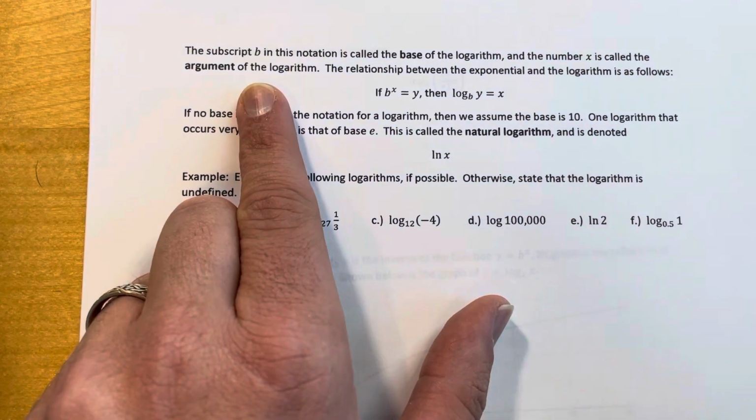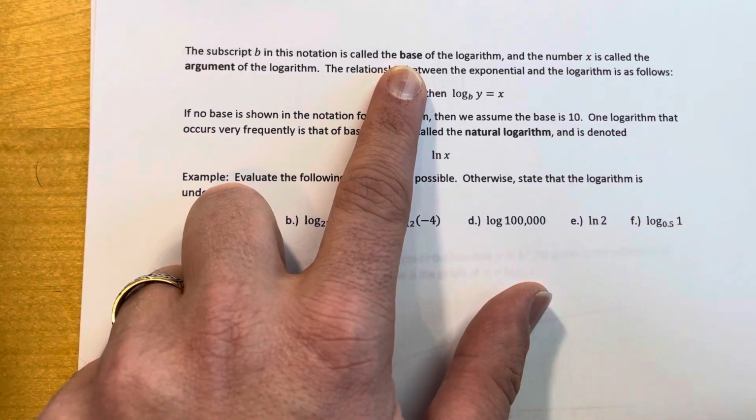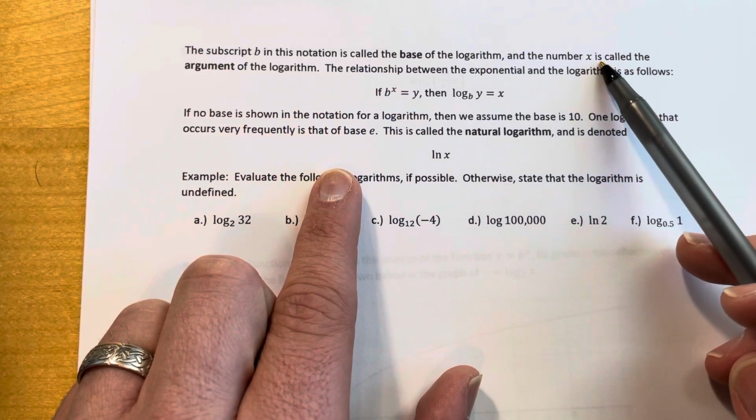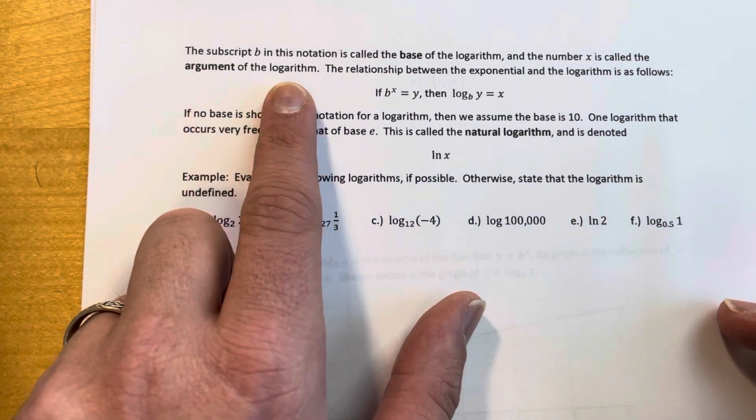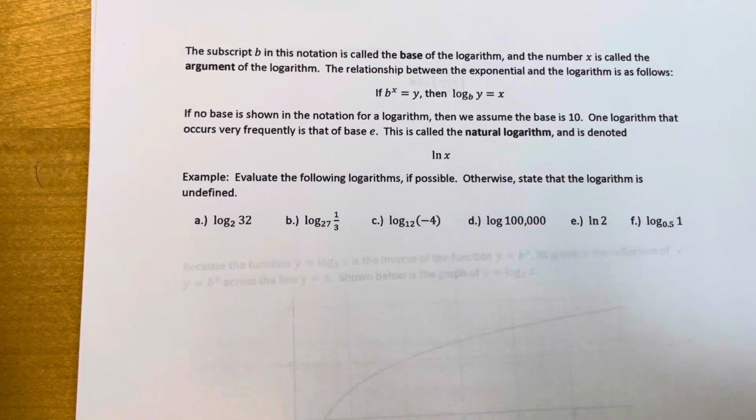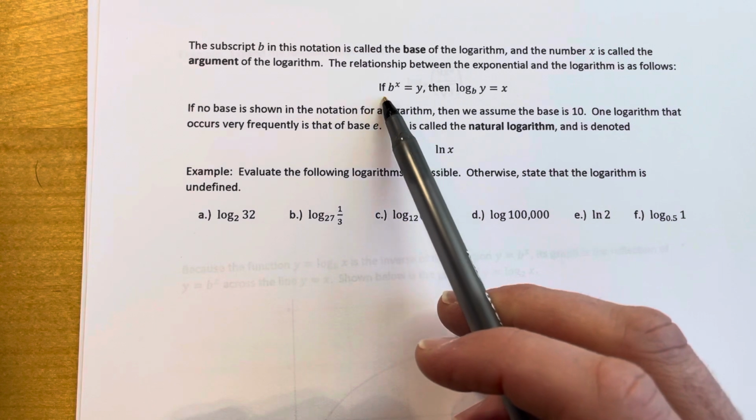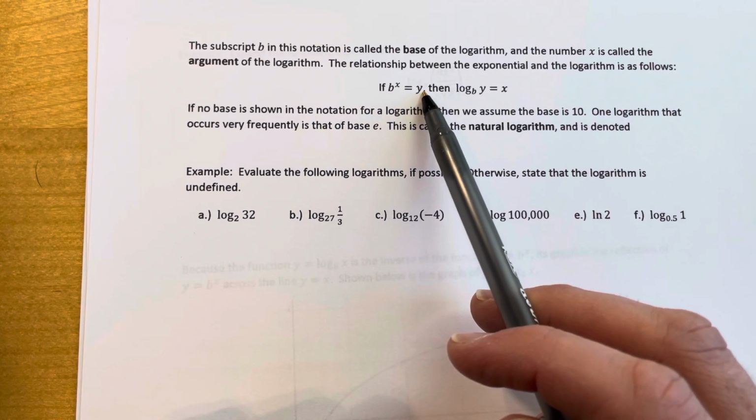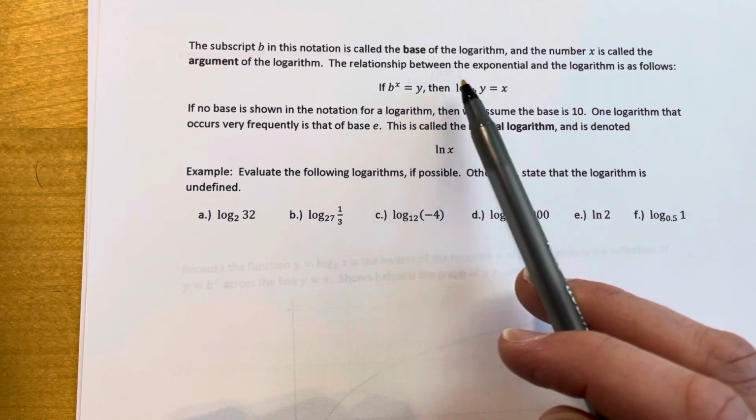The subscript b that we just talked about is called the base of the logarithm. So it's the same terminology that we use for exponential functions. The x that was plugged in, that log base b of x, is called the argument of that logarithm. So that's the term that we use for that. And here's the relationship between these two functions. If b to the power of x is equal to some number y, then the log base b of y is equal to x.